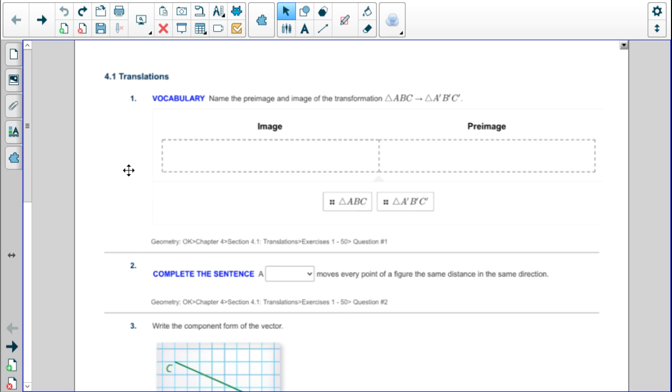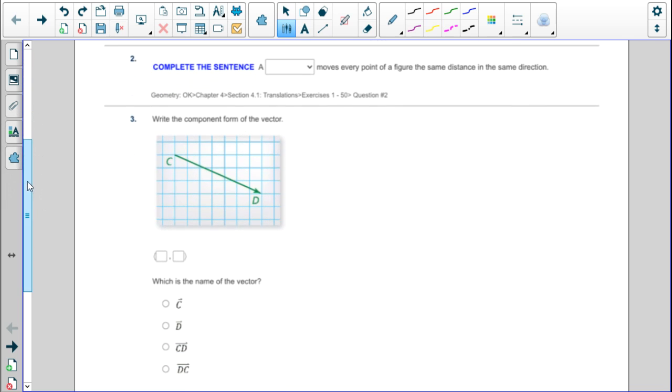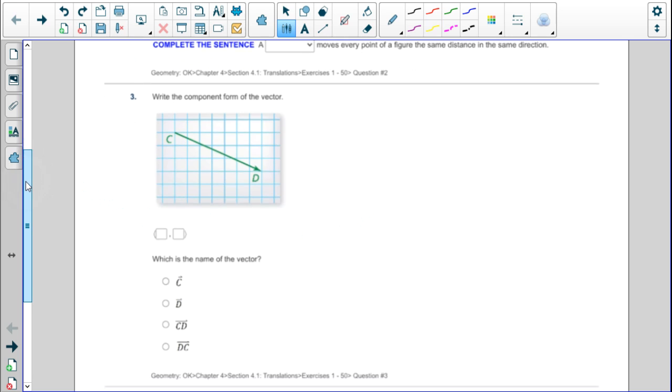Okay, so let's look at, I'm going to let you try number 1 and 2 on your own, but if you're having questions, you can message me and ask me about those. We're also going to have some sessions where we'll meet together, and you can ask me some questions at that time if you need to.